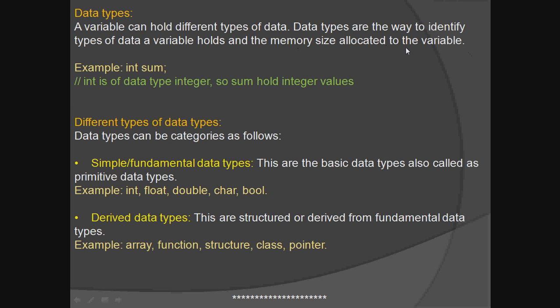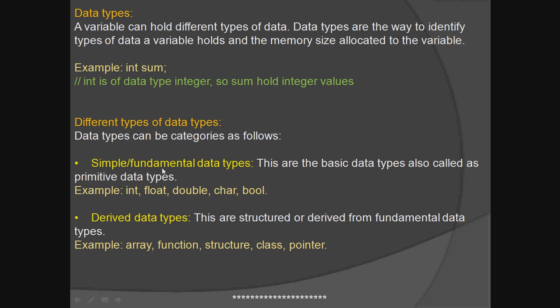Based on that, the memory size will be allocated to the variable. If it is integer, as in sum, that tells the compiler that it will store integer values. Or if it is character, suppose character name, that means it will hold alphabet values. Based on that, the size of the memory location will also be allocated to that particular variable. Now we have different types of data types, which can be categorized as follows. We shall focus on these two main ones, because this is included in the syllabus.